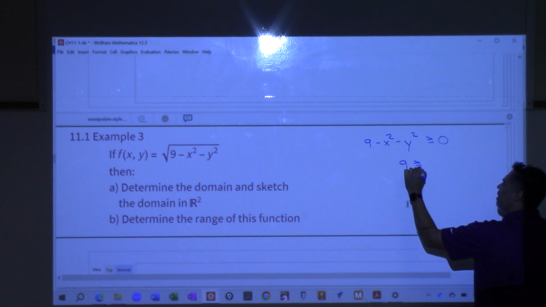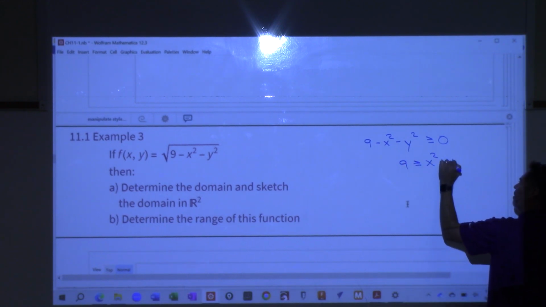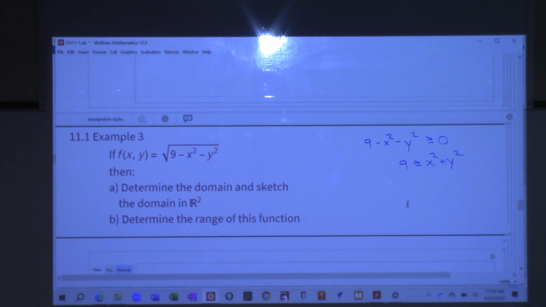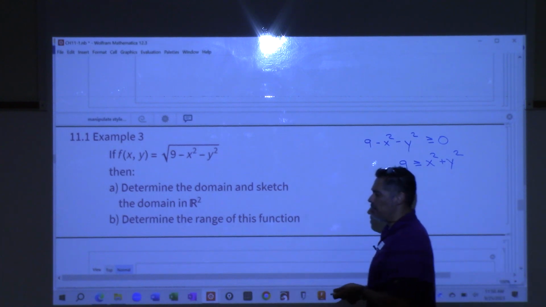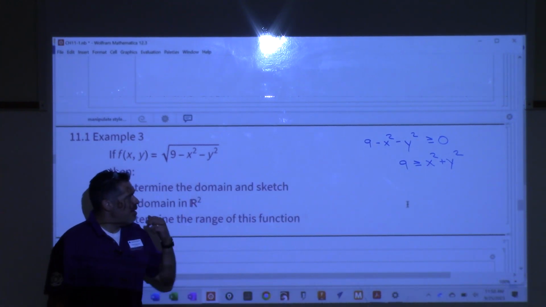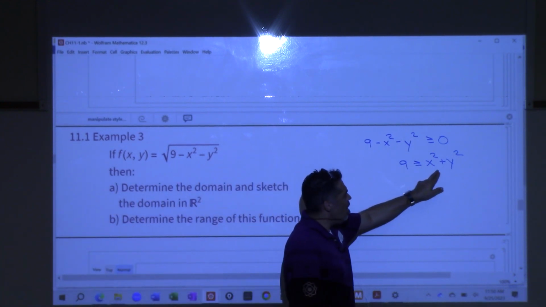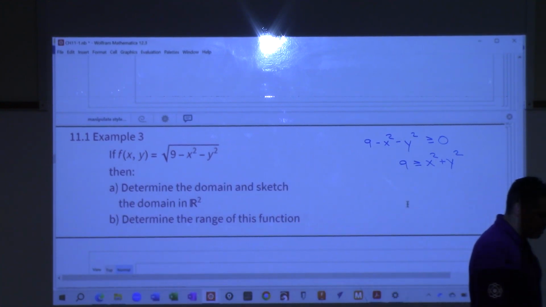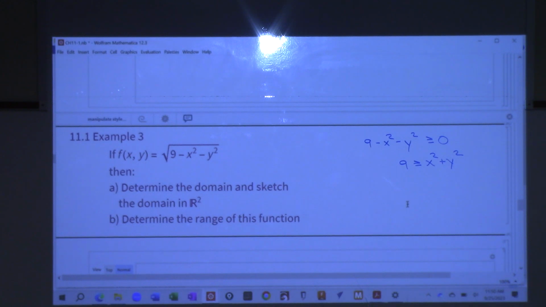9 must be greater than or equal to x squared plus y squared, if I bring the x squared and y squared to the other side. Does that look familiar? Like if that was an equal sign, this would be a what? If it was equal, it would be a circle of radius 3, right? But if we want this to be smaller than or equal to this, what do you think it is? It's not a circle, it's what?